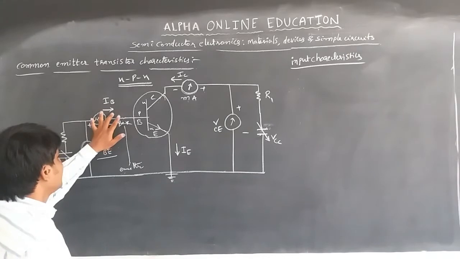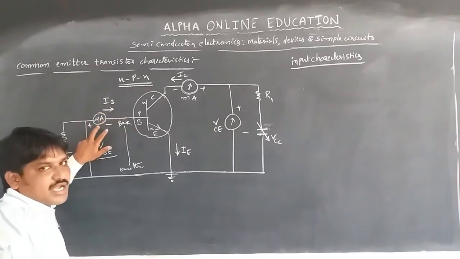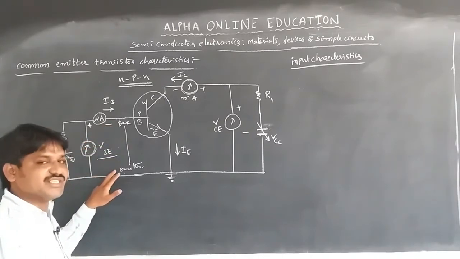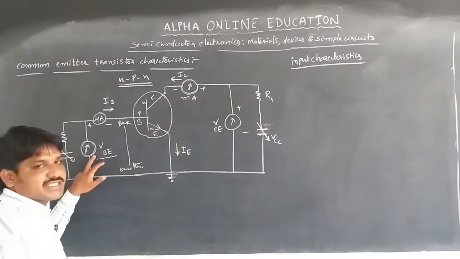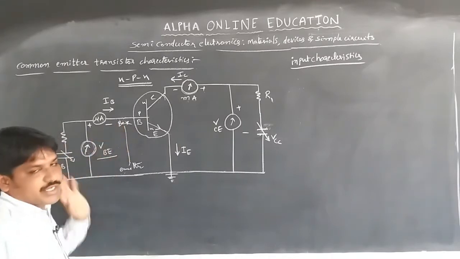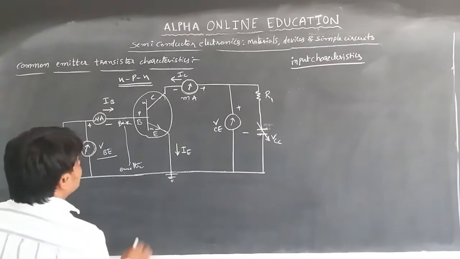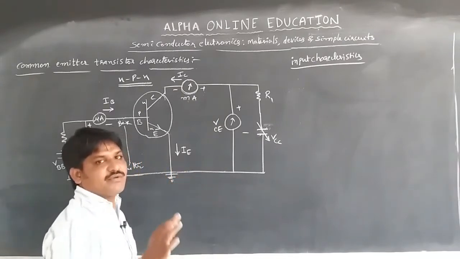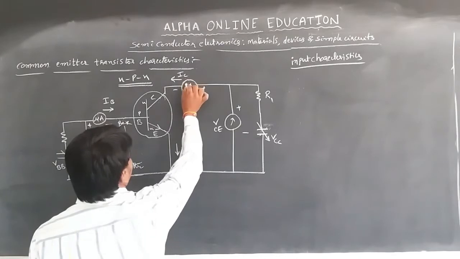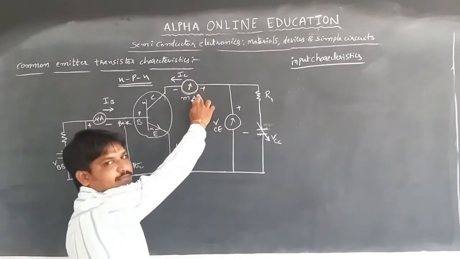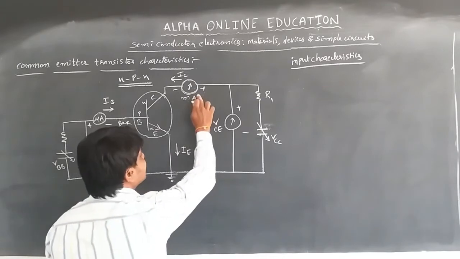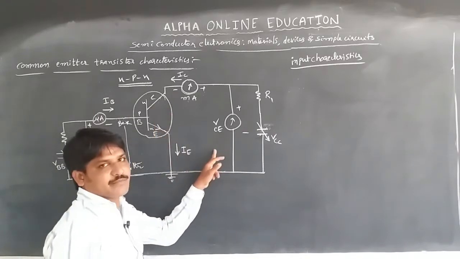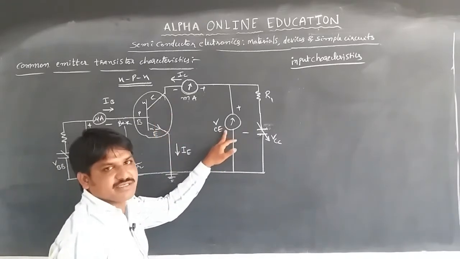To measure the base current, a milliammeter is there, and to know the potential difference between the base and emitter, the voltmeter VBE is connected across the base emitter junction. This is the input circuit. The collector emitter junction is reverse biased. To know the collector current, a milliammeter is connected. To know the potential difference between collector and emitter, the voltmeter VCE is connected.